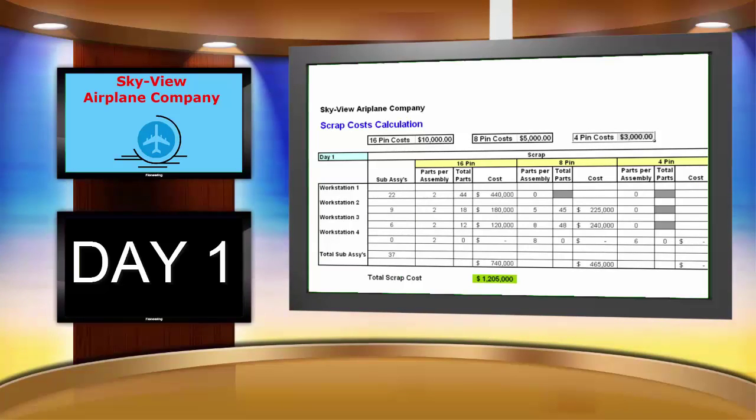If you wish, press the pause button and study the table for a moment before moving on to the next part.